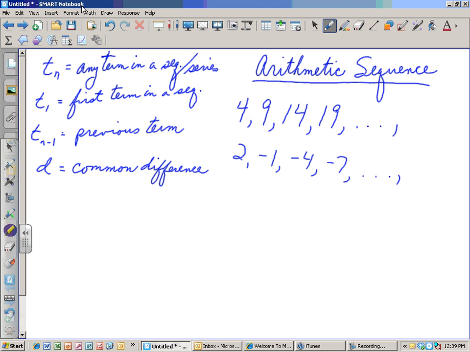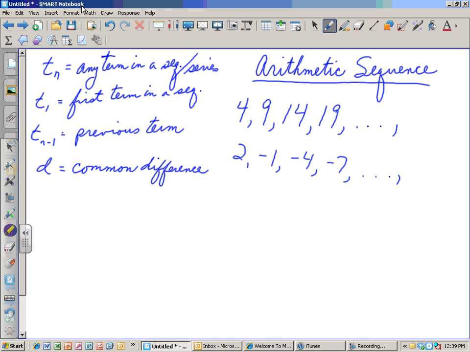Now you can tell an arithmetic sequence if you add or subtract to get to the next number in a sequence. Adding or subtracting to get to the next number, and we say that is an arithmetic sequence. Okay?